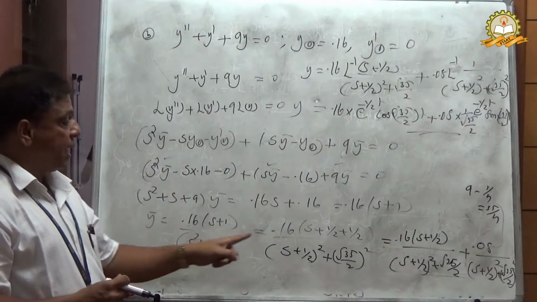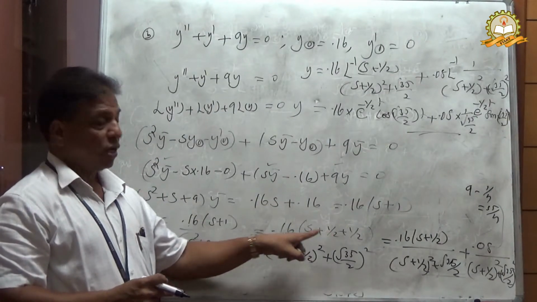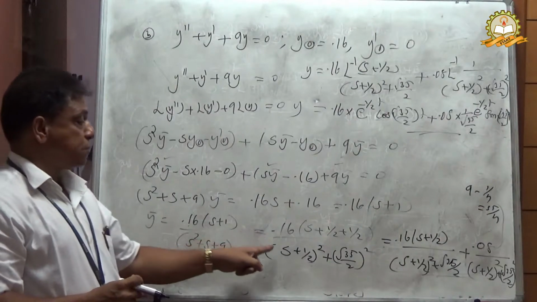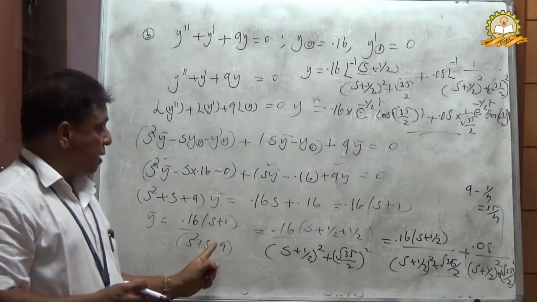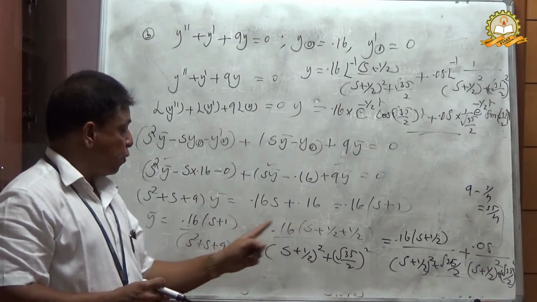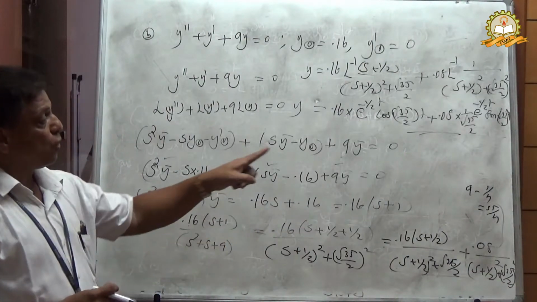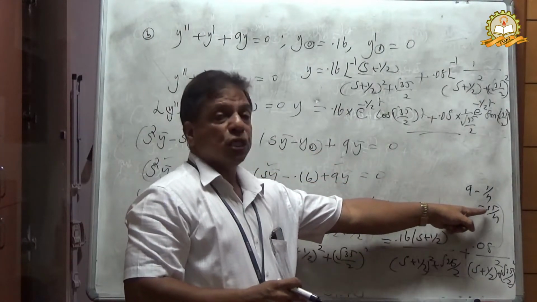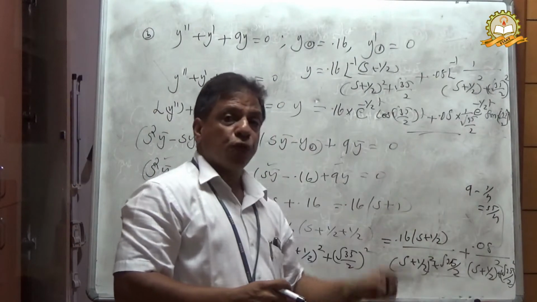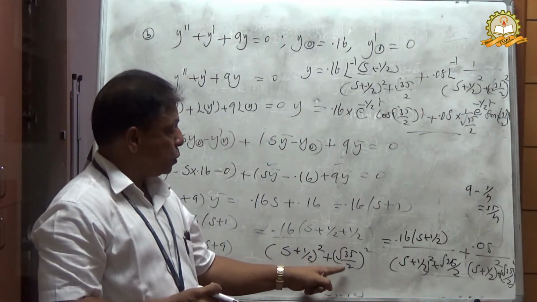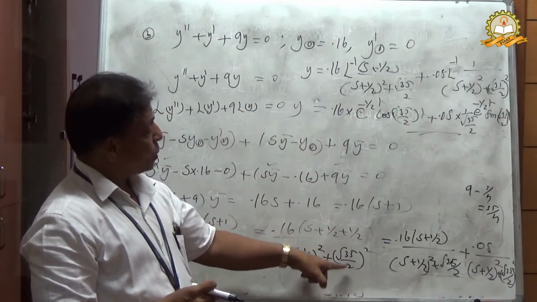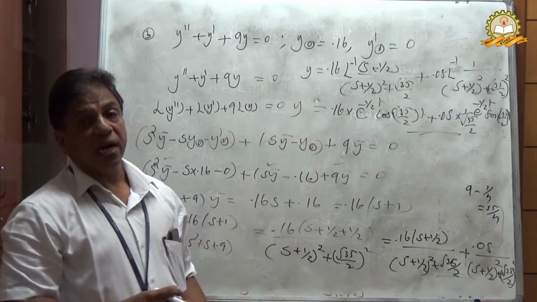s square plus s can be taken as s plus 1 by 2 the whole square. When we take s square plus s as s plus 1 by 2 the whole square, one term remains, 1 by 4, and that 1 by 4 is subtracted from 9. Therefore, 9 minus 1 by 4 is equal to 35 by 4. This 35 by 4 can be taken as root 35 by 2 the whole square. Finally, we arrive at the result.